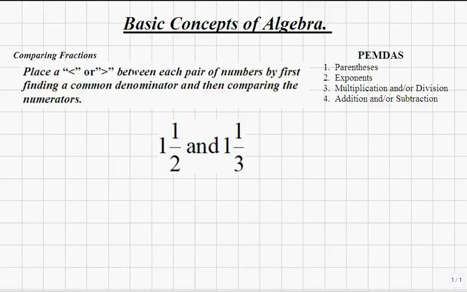Let's place a less than or a greater than symbol between each pair of numbers by first finding a common denominator and then comparing the numerators. We're given the fractions 1½ and 1⅓.